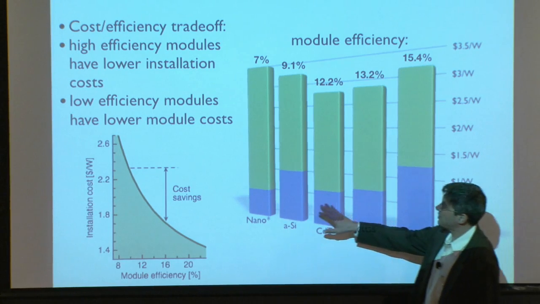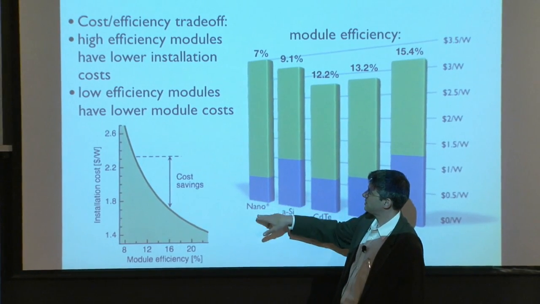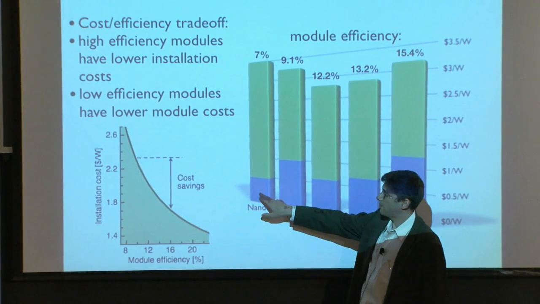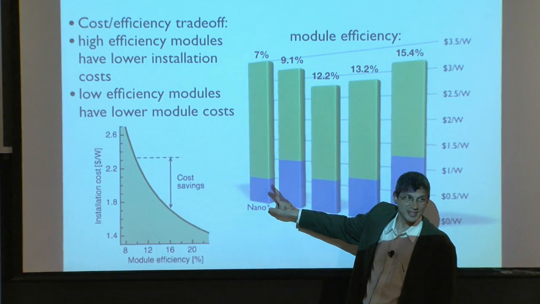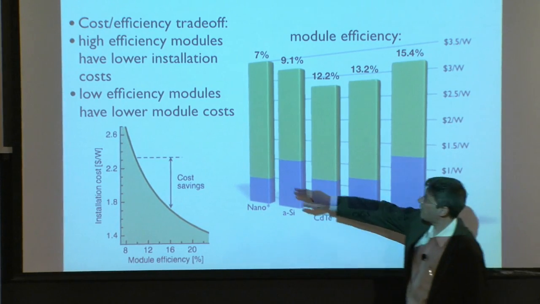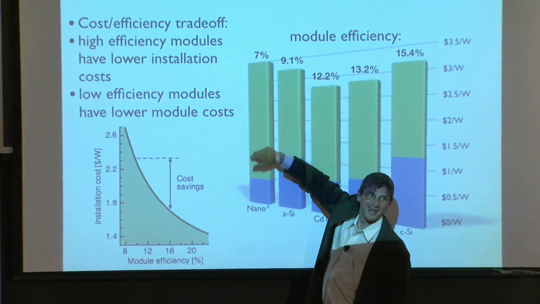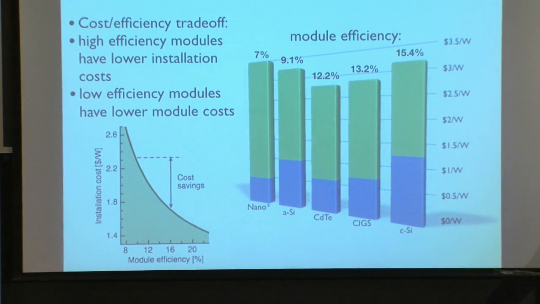So you can see that if I go nano, this means a lot of things. I can make cells that have much cheaper materials costs, but they're not very efficient. So if I want to normalize my cost per watt, I have to install a whole lot more of them. So my green curve is really high. Does everybody see that? That's the balance.